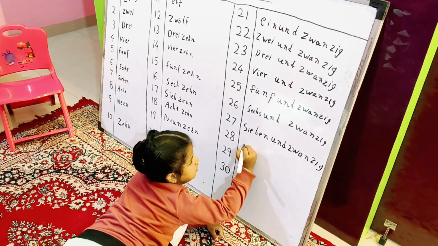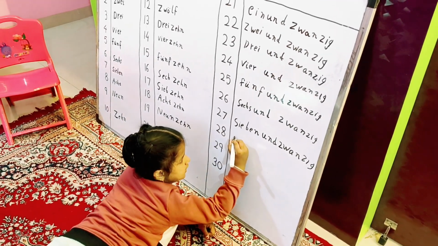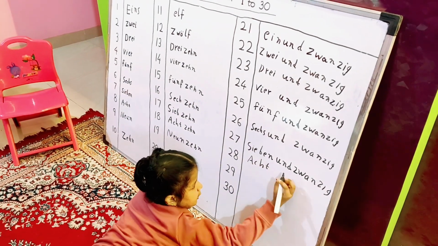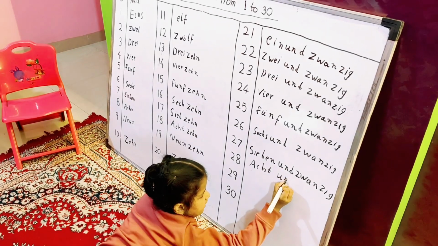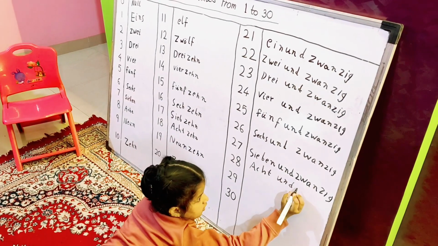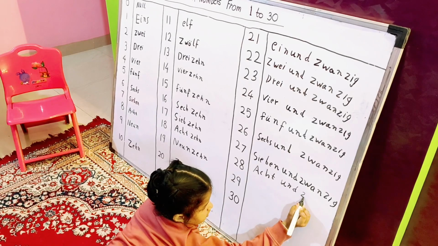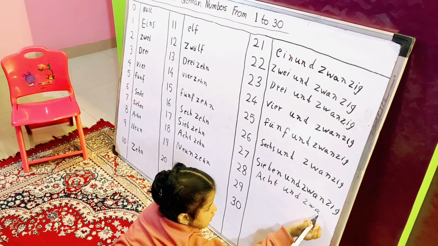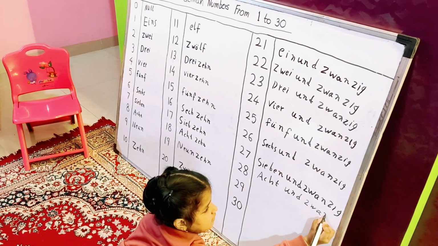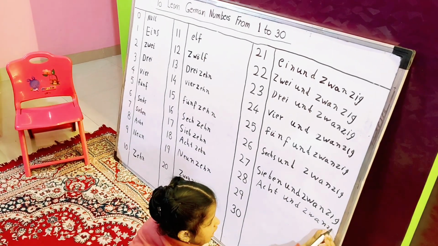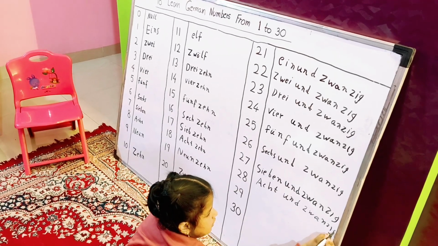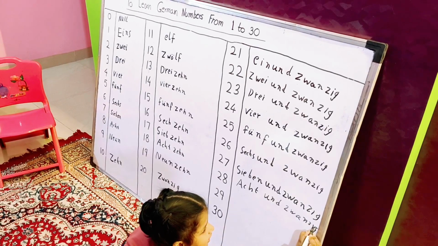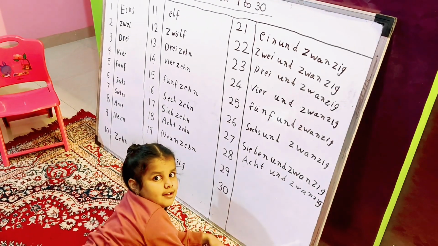What will you say? Acht und zwanzig. Acht, A-C-H-T. Acht und, U-N-D, und zwanzig, Z-W-A-N-Z-I-G. Oh, G. This.